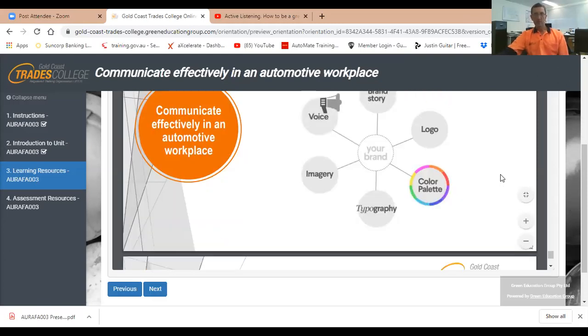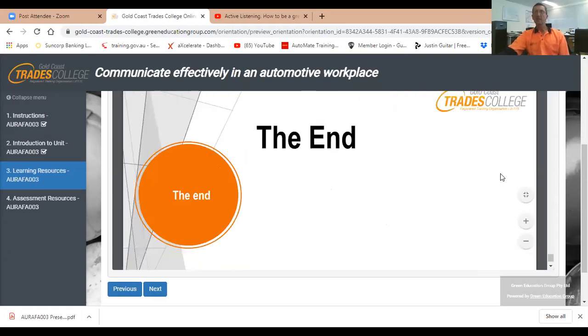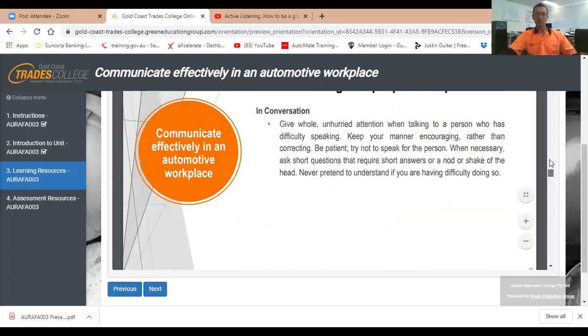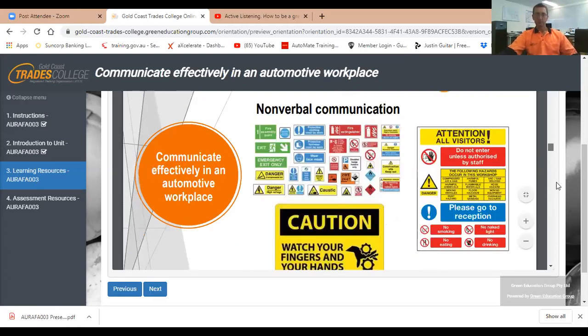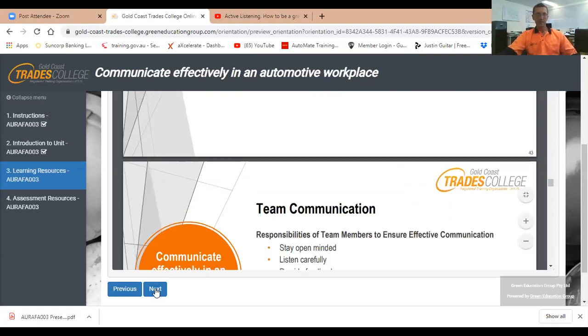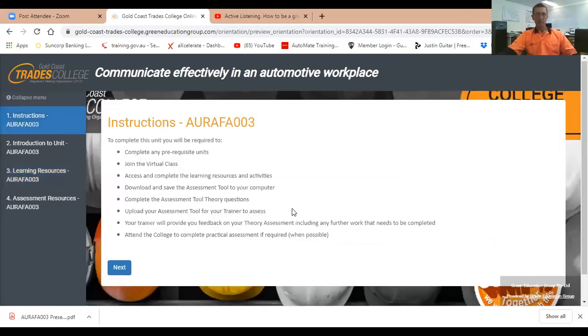All right, this brings us to the end of our presentation. Again, this is about communicating effectively in an automotive workplace. Feel free to go through this presentation again, have a read of some of these tiles. What I'd like you to do next is to head towards the assessment. So just press next here.